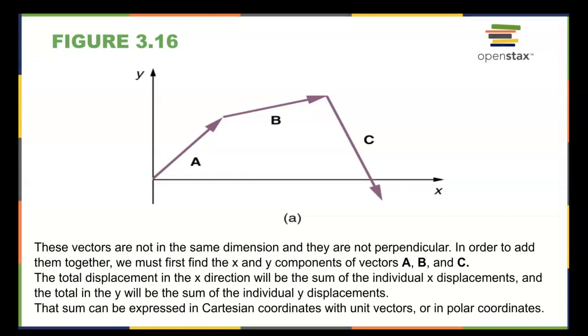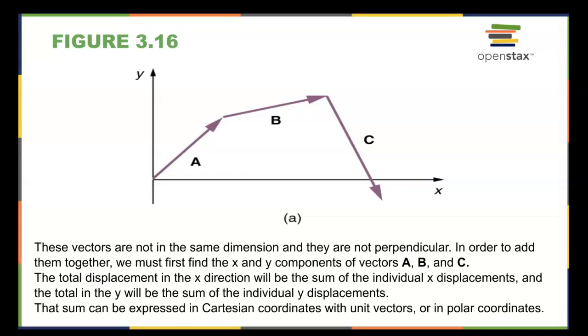Okay, I want to point out these vectors are not in the same dimension. They're not all in the x, so you can't just add them together. They're not all in the y, so you can't just add them together. They're also not perpendicular, so you can't just Pythagorean theorem your way out of this. This is much more complex.